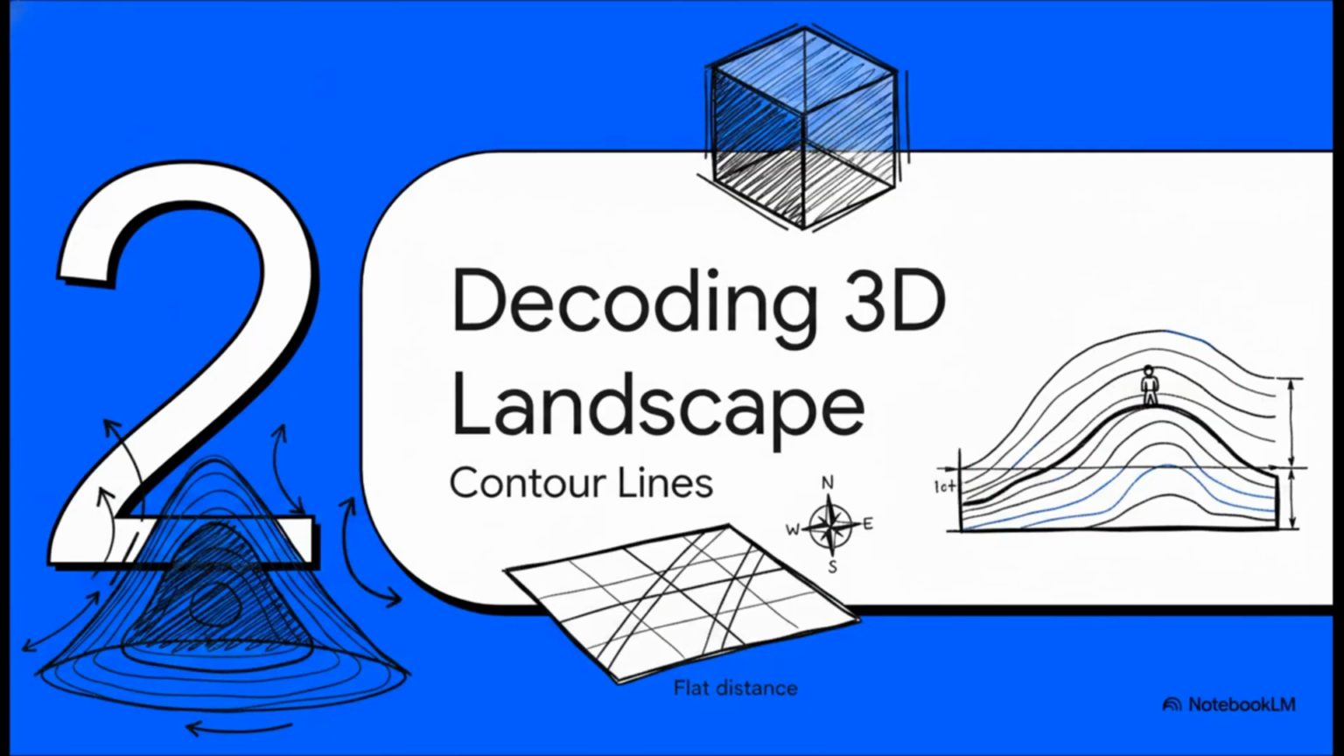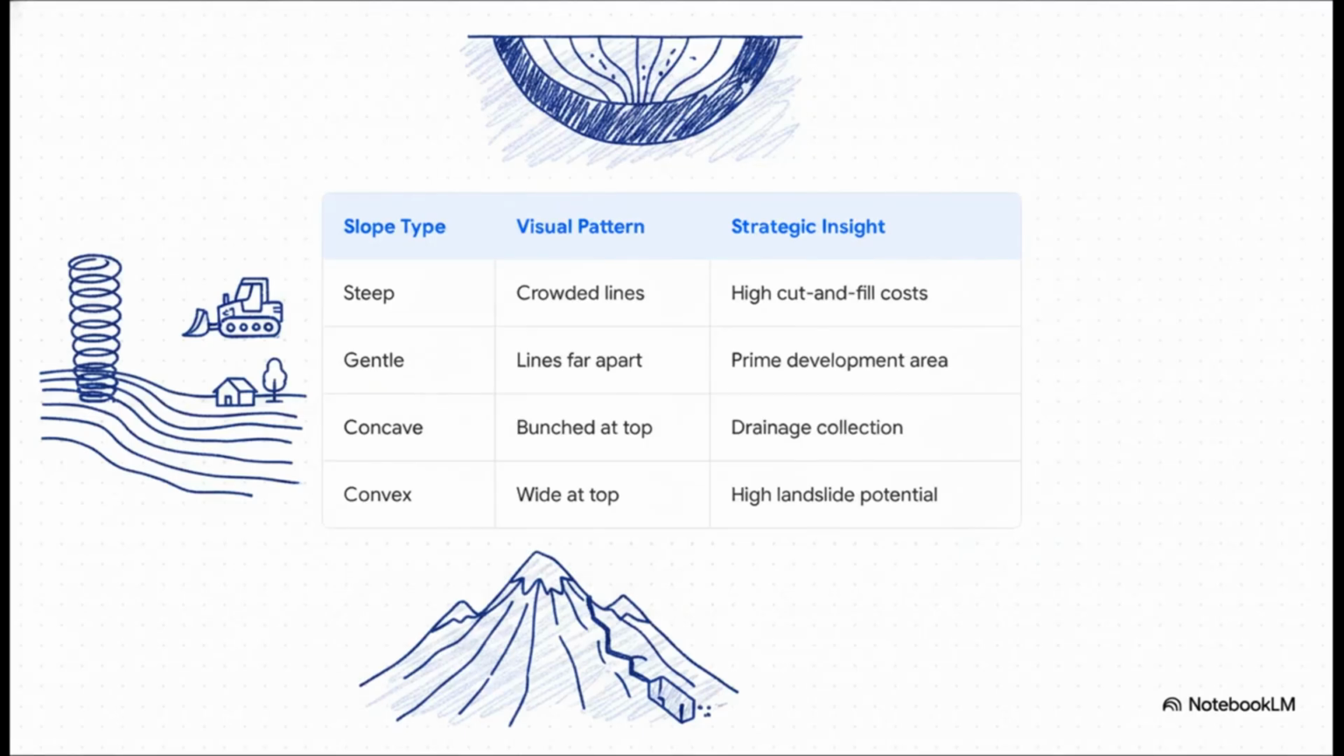All right, Section 2, decoding the 3D landscape, contour lines. These imaginary contour lines, which connect points of equal elevation, literally dictate the feasibility of your entire project. By analyzing how they're spaced, we can unlock all sorts of hidden risks. For instance, steep slopes look kind of like a compressed spring on the map, and that's a huge warning of high cut and fill costs.